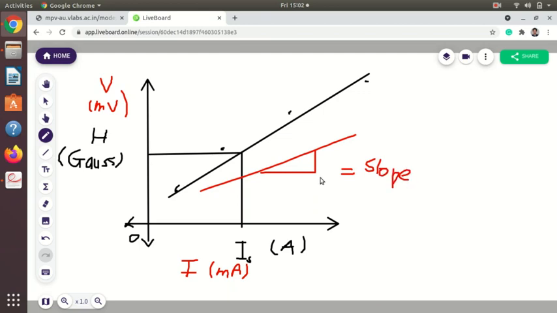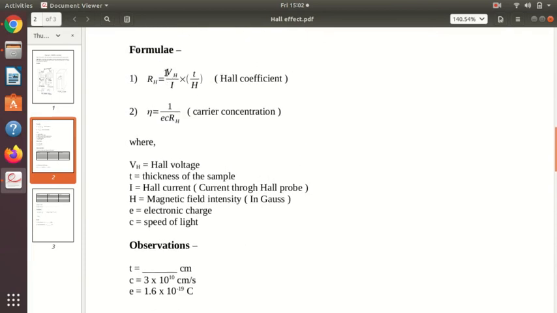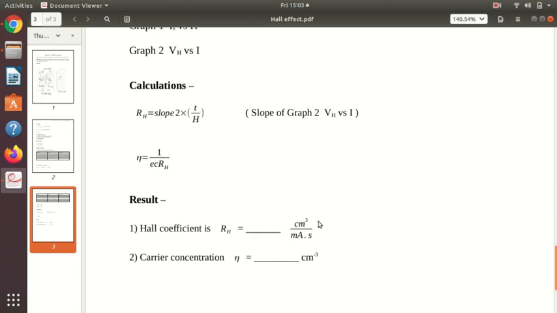Okay, so I will show how to calculate. In the formula you can see here it is Vh upon I. So we are basically plotting this graph and taking the slope. For calculating the Hall coefficient, we will use that slope times the thickness which we have noted, divided by the magnetic field intensity at the corresponding solenoid current. And using the value of RH, we can easily calculate the carrier concentration. So we will calculate this, and then you have to write the result. I have already noted the units in the Gaussian system.